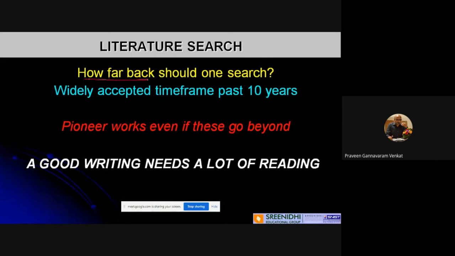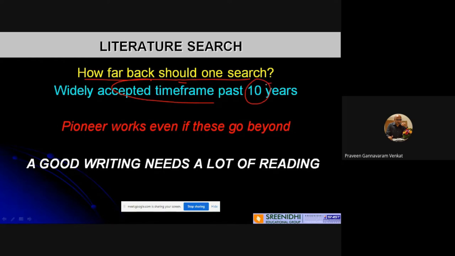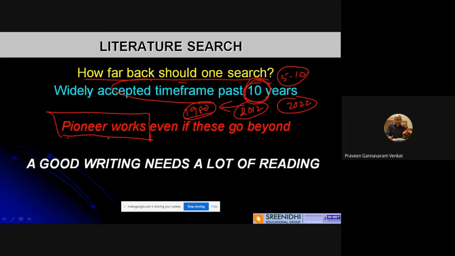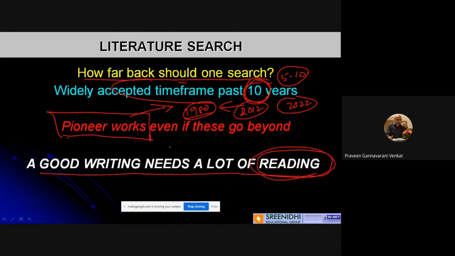And how far back should one search? The widely accepted time frame is 10 years; 5 to 10 years of papers you have to search. Always new. Suppose you are doing research in 2022, then up to 2012 papers you can study, not 1980 papers or something like that. So don't go beyond 10 years of papers. Sometimes we can utilize older ones for references, but not a large number. Pioneer works, older ones, can be referred. Good writing needs a lot of reading. Always reading is most important.